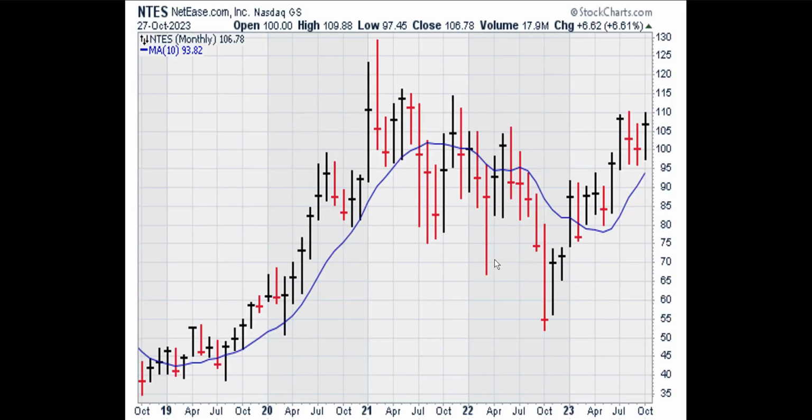According to Prime Trade Select rules, a stock is in a bull trend on a monthly basis if the stock price is above the 10-period or 10-month simple moving average. The monthly chart shows that NTES is well above the moving average line, so the monthly trend in NTES is up.